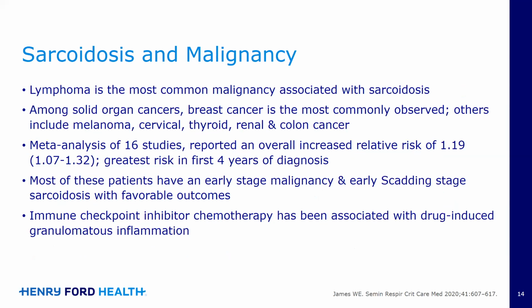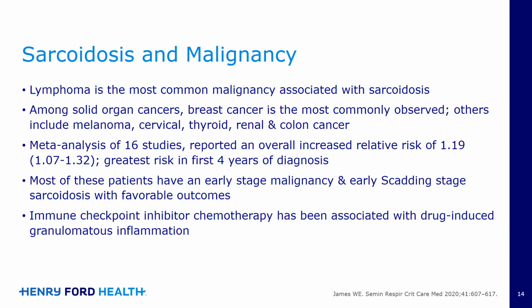So I think sarcoidosis and malignancy are a bit of a controversial topic. It's well studied; the controversial aspect is, do they really have elevated risk of malignancy? If there's one thing that you do see, it's that lymphoma is the most common malignancy associated with sarcoidosis, specifically non-Hodgkin's lymphoma. Among the solid organ cancers, breast cancer is more common. In a meta-analysis of 16 studies, there was an increased relative risk of 1.19. It was statistically significant during the first 4-year period, which is where there's the greatest risk. But past that, going out to 10 years, it's not really statistically significant.